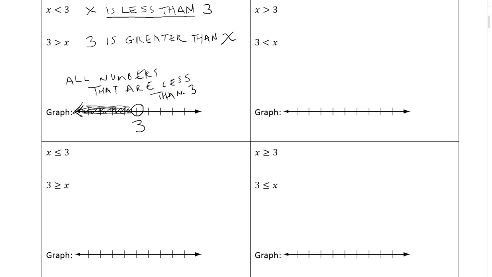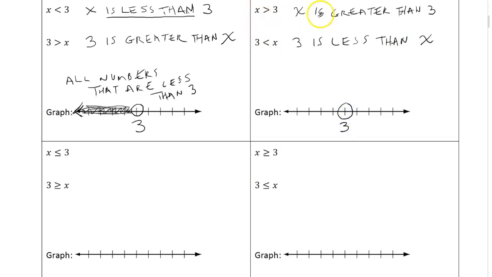In the next case, we read the symbol as x is greater than 3. The mouth, or the large side of the symbol, is towards the x. This means we are referring to numbers bigger than 3. If it's written this way, we read it as 3 is less than x. But once again, the mouth is towards the x, so we are referring to all numbers that are bigger than 3. We do a hollow circle because there is no line under the symbol, so that does not include the 3 in our answer, and we color in everything to the right because the right side means greater than.